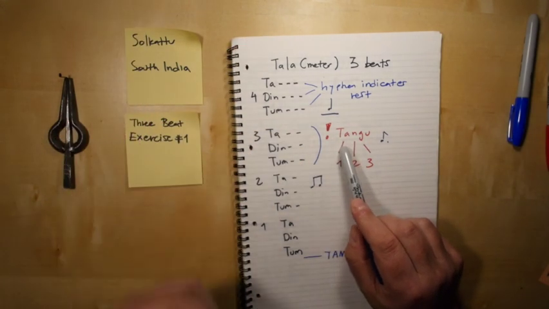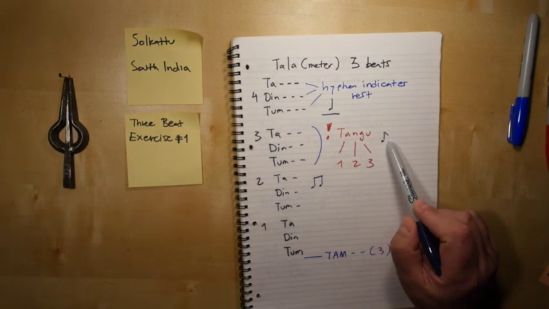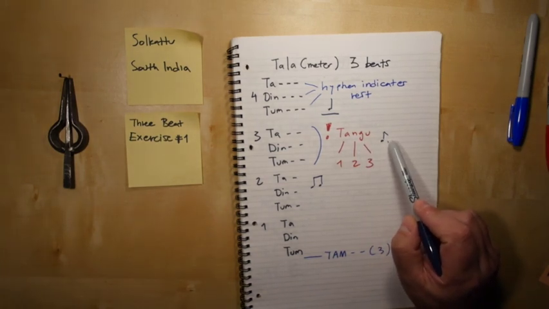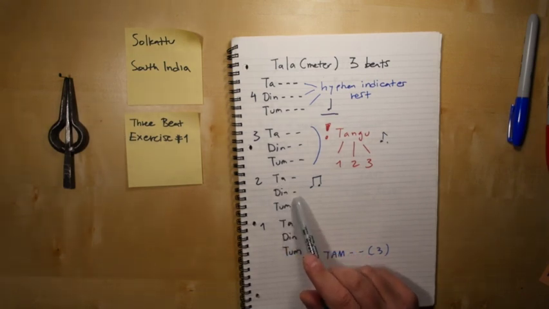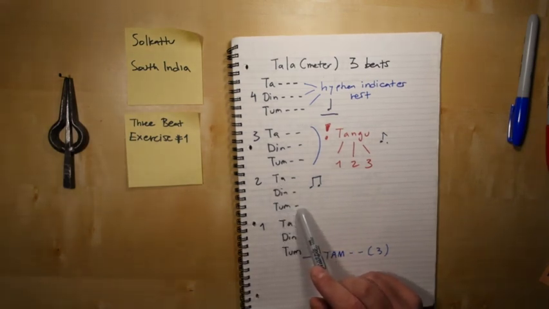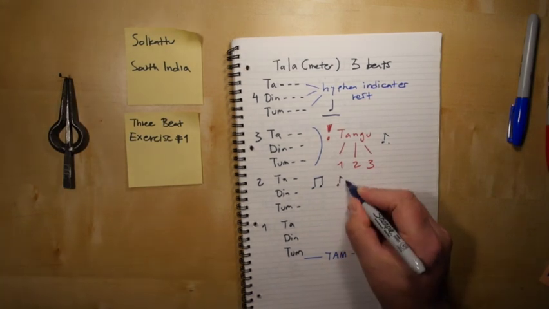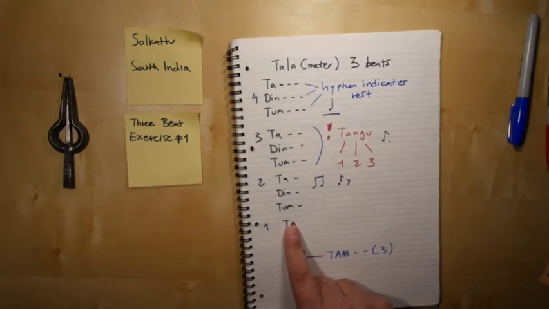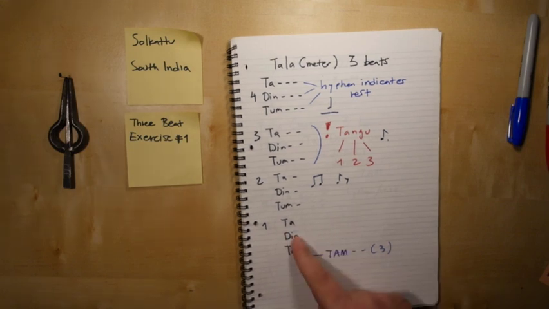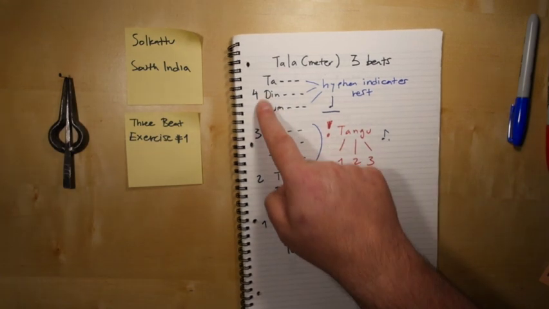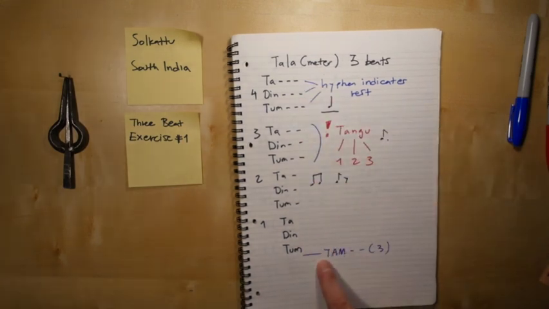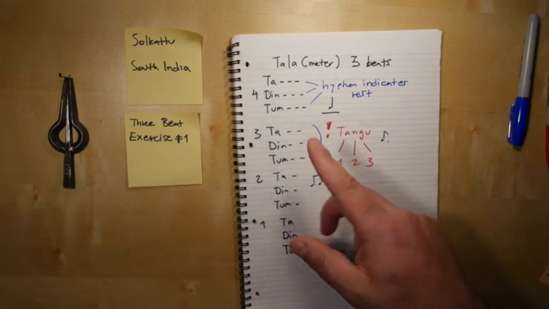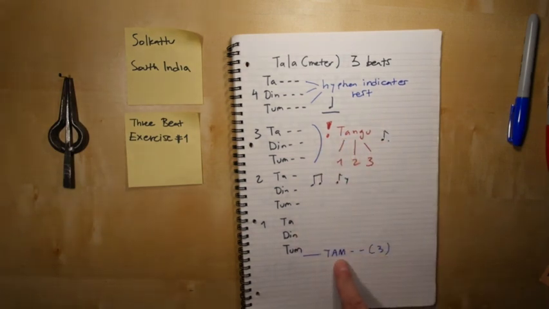Then you have the 3, which is ta, din, tum. This is very useful if you think of it as tangu, ta-n-gu. And this one you can also think of as a dotted 8th note. Then you have the 2, ta, din, tum. This you can think of as an 8th note and an 8th note rest. And then you have the 1 note, which is ta, din, tum. And then at the end of this whole phrase, when you go through the 4, 3, 2, 1, end it with a tang, which you can also think of as ta-n-gu. It's the same duration of 3.